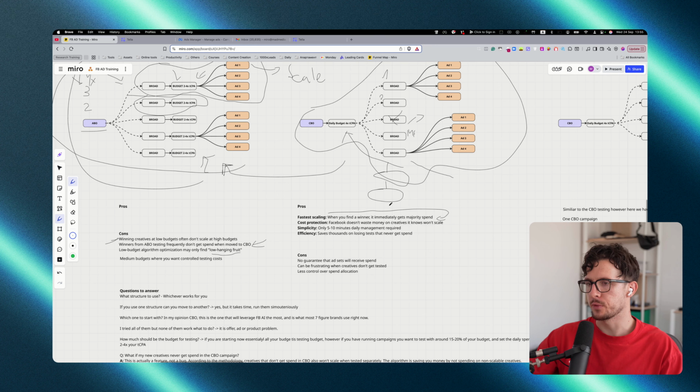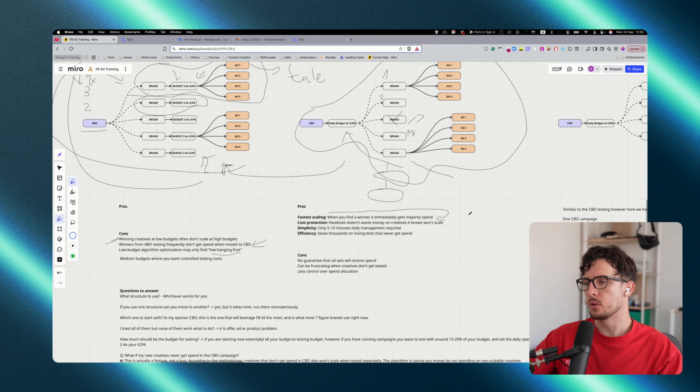Next up is cost protection. Facebook doesn't waste money on creatives. It won't scale. This is something I've been noticing for quite some time now, but when an ad doesn't get enough ad spend, forcing Facebook to spend more money on it doesn't usually give you good results. And it doesn't matter if it's ABO or CBO or whatever campaign you use. Forcing Facebook to spend money on ads typically never ends well.